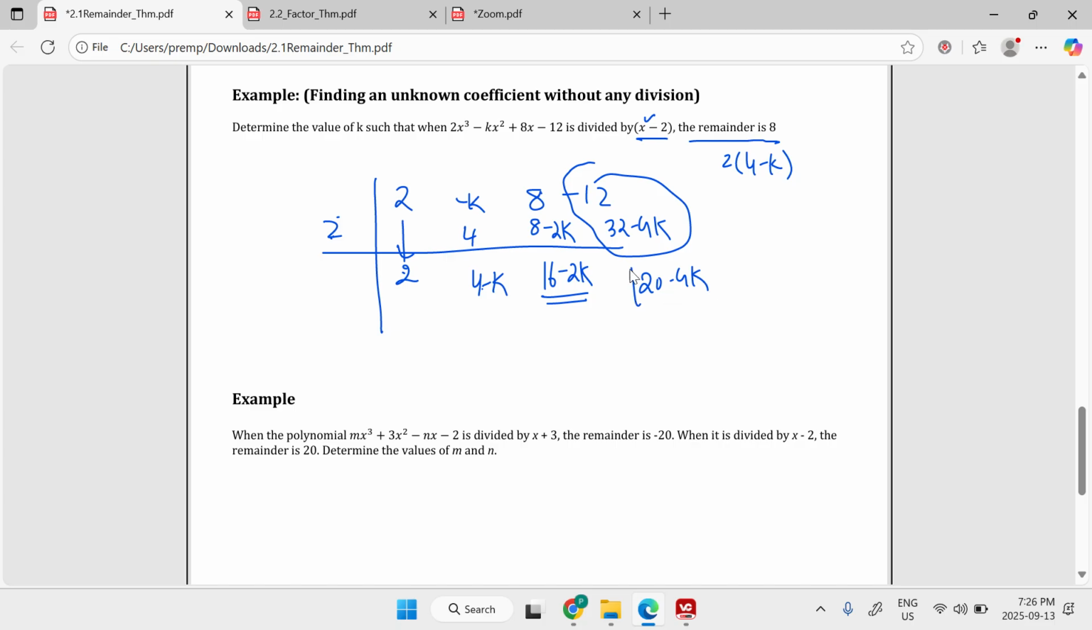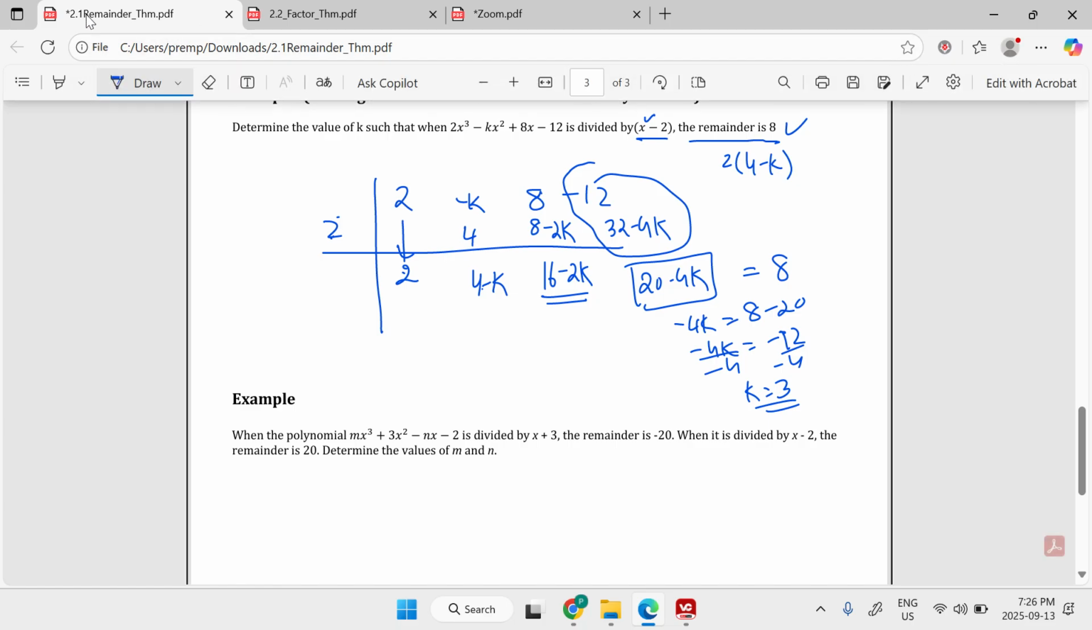Now they're saying this is our remainder, and the remainder is equal to 8. So set it equal to 8, and you will get minus 4k equal to 8 minus 20. So minus 4k equal to minus 12, and then divide both sides by negative 4, and you will get the k value as 3. So when the k value is 3, then you will have this. And when the k value is 3 and you try to divide by x minus 2, you're going to get a remainder of 8. So you can try this kind of question. This is your remainder theorem.